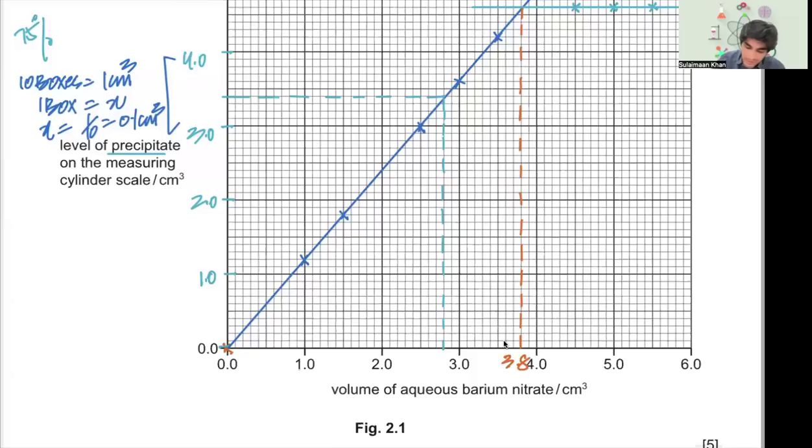Now, my question to you guys is, will I put a point here? Where will I make the graph horizontal? After this point, will I make the graph horizontal?